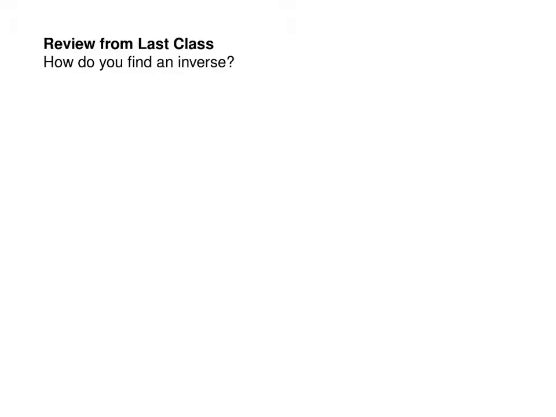In general, how do you find an inverse? So given a function y equals function of x, what are the general things you do? Just change x and y. And then what's the second thing you do? Solve for y. And that forces you to undo stuff in the correct order.